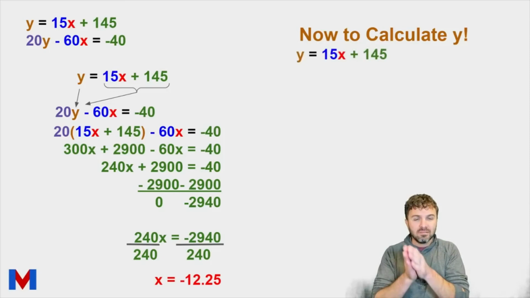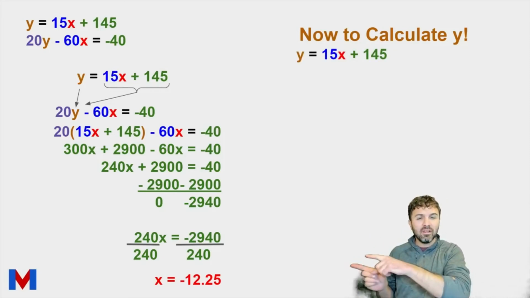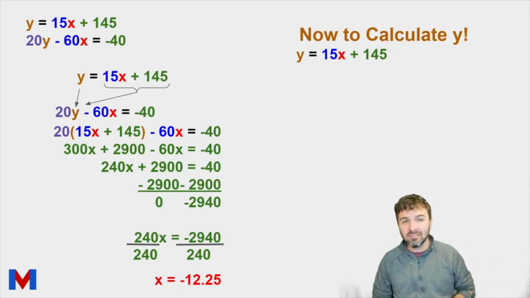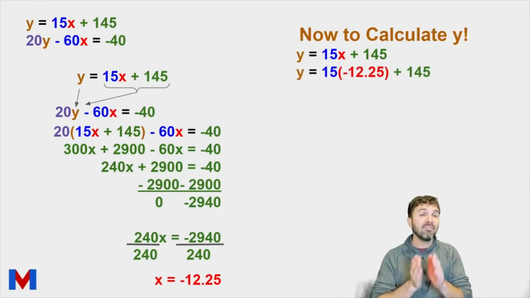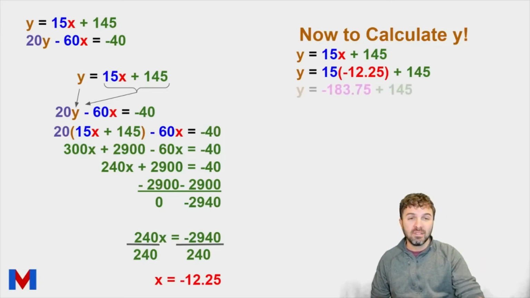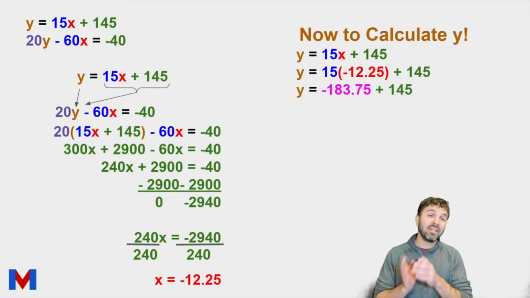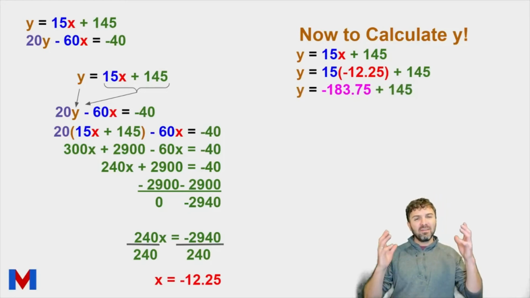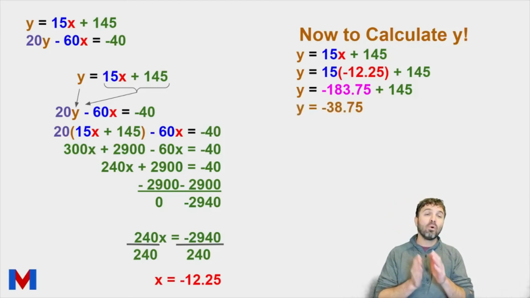So let's take y equals 15x plus 145, and let's take our x that we just figured out right here and substitute in for that x up top. So y equals 15 times negative 12.25 plus 145. And then we have 15 times negative 12.25, which is negative 183.75. And then we add these two together, and we're left with y equals negative 38.75.